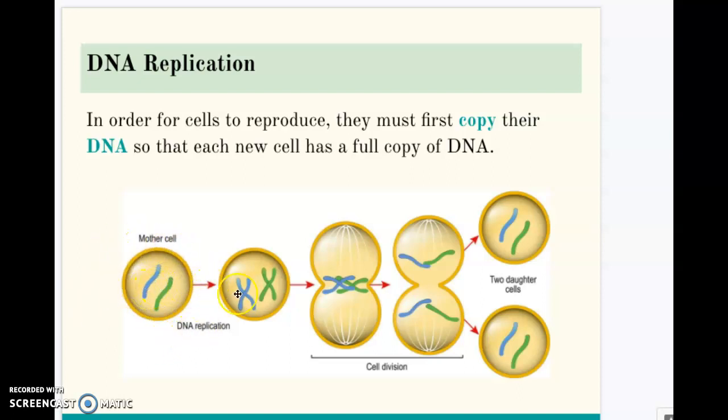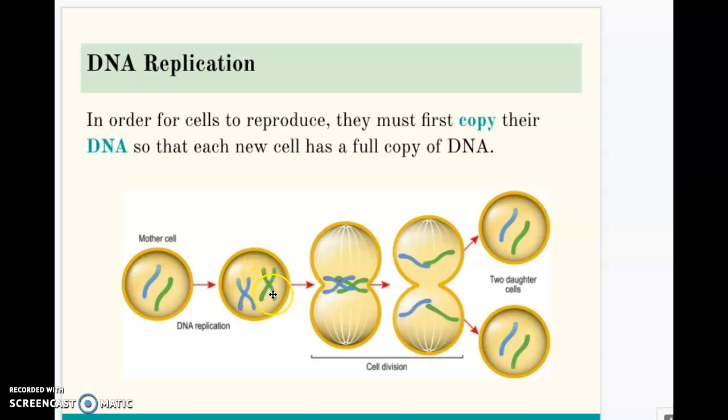This is a simple diagram showing one cell reproducing to make two cells. We'll talk about this process in a few weeks, but before we learn about it, we need to learn how DNA replicates, because before a cell can divide, it needs to replicate, or copy, its DNA. So if this original cell, this mother cell, has one blue chromosome and one green chromosome, before it divides it replicates its DNA. It makes a full copy of the blue chromosome and a full copy of the green chromosome.